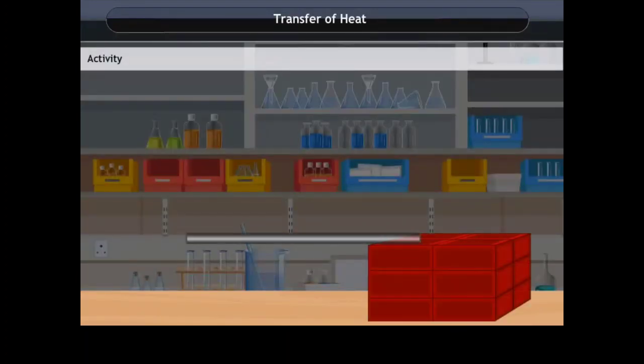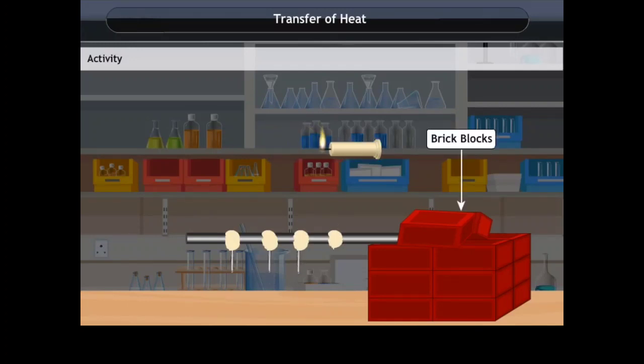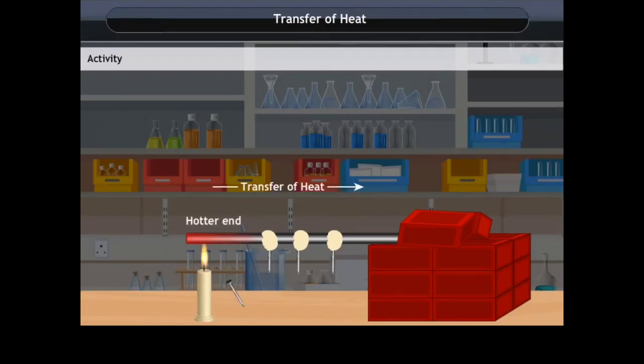Activity. Take a metal rod. Fix iron nails on the rod at equal distances and keep the rod in between bricks. Now take a candle and heat the free end of the rod. After some time, iron nails start falling down one by one from left to right.